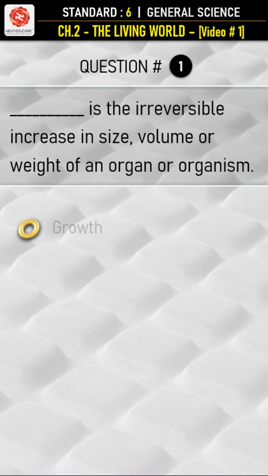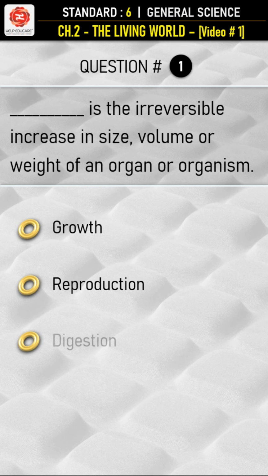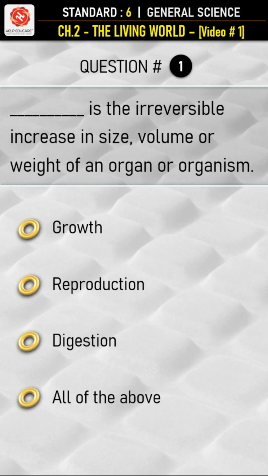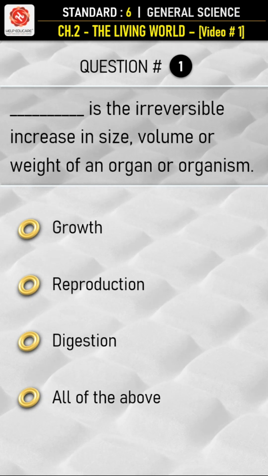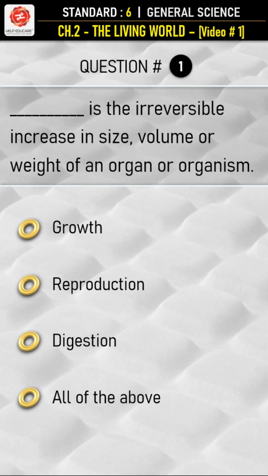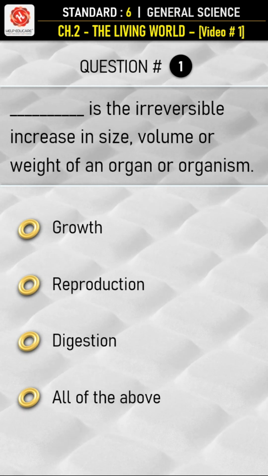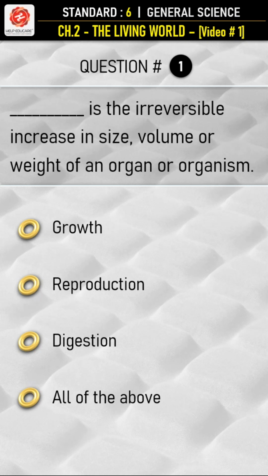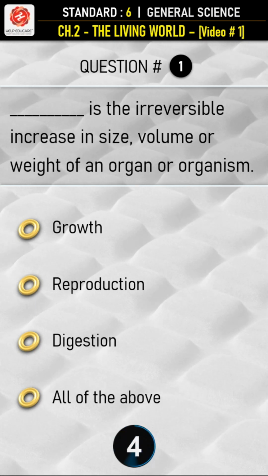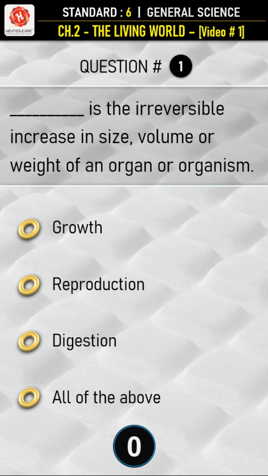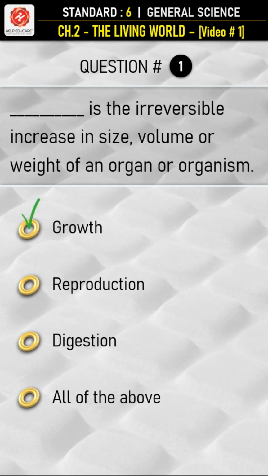Dash is the irreversible increase in size, volume or weight of an organ or organism. First option, growth. Second option, reproduction. Third option, digestion. Fourth option, all of the above. Answer will be shown after 5 seconds. Your time starts now. Correct answer is growth.